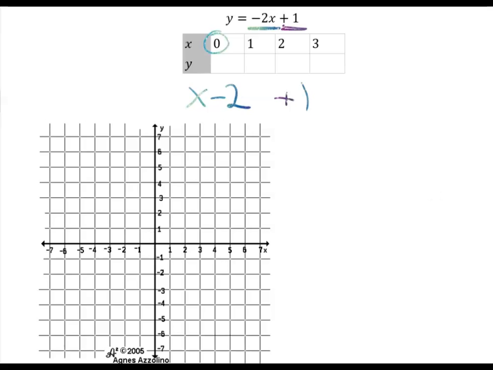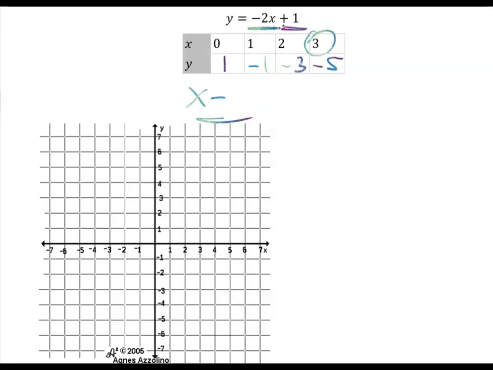Okay, so let's start off with 0. So 0 times minus 2, 0, because anything times 0 is 0. And then we're going to add on 1, so that gives me just a positive 1. Okay, then we've got 1 times minus 2 is minus 2 plus 1 gives me minus 1. 2 times minus 2 is minus 4 plus 1 is minus 3. 3 times minus 2 is minus 6 plus 1 is minus 5.